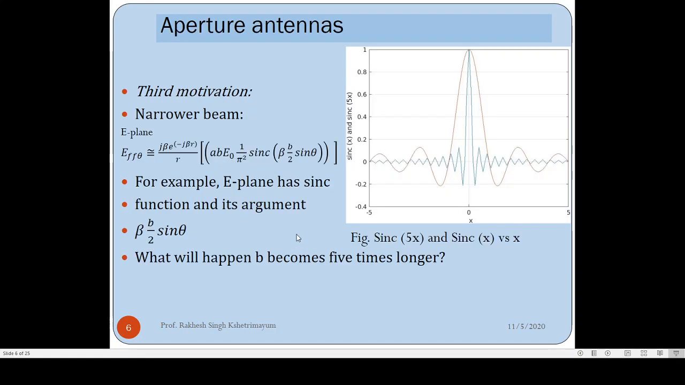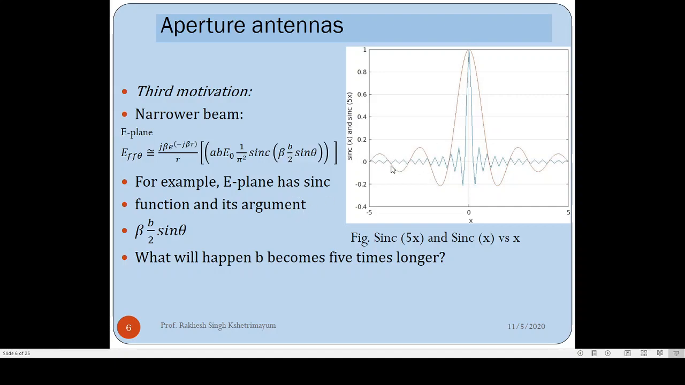We have one more motivation, which is the third motivation. The third motivation is about the radiation pattern. We have the E-plane radiation pattern for the open-ended waveguide. This is the expression. It's a sinc function with the argument beta b by 2 sine theta. So for an open-ended waveguide, the E-plane pattern is decided by this sinc function. Let us explore the property of the sinc function when I keep on changing this argument. Let's say I increase this argument 5 times, what happens to the sinc function plot? That's what this plot is about.